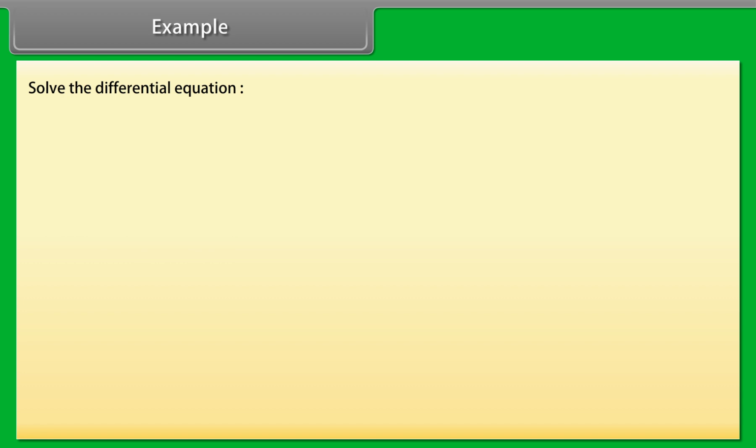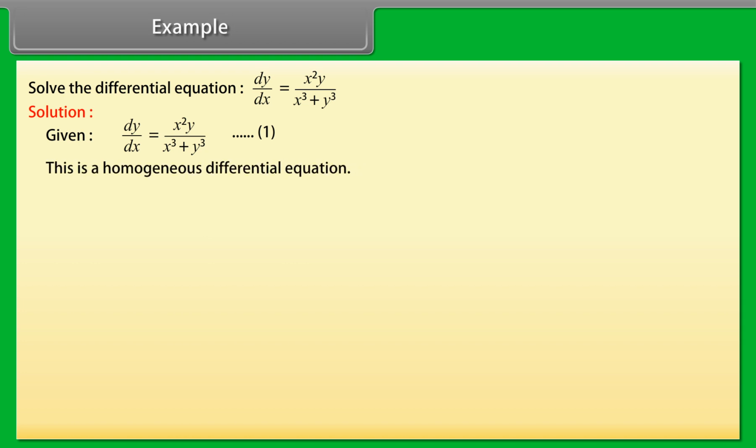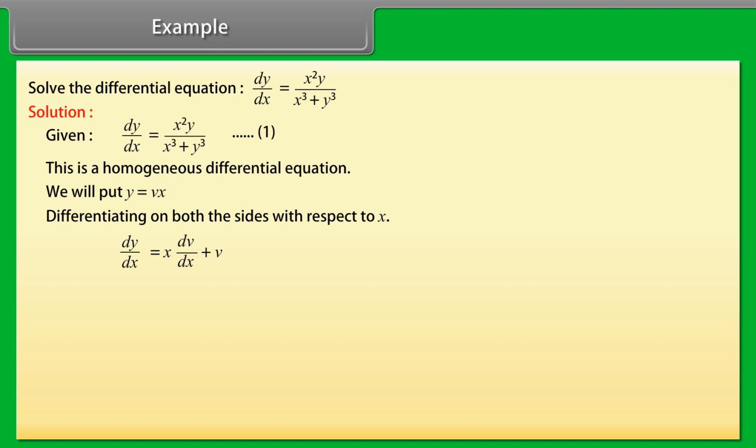Example. Solve the differential equation dy by dx equals x square y by (x cube plus y cube). Solution. Given dy by dx equals x square y by (x cube plus y cube). Name it as equation 1. This is a homogeneous differential equation. We will put y as vx. Differentiating on both sides with respect to x, dy by dx equals x into dv by dx plus v. Therefore, equation 1 can be written as v plus x into dv by dx equals vx cube by (x cube plus v cube x cube).